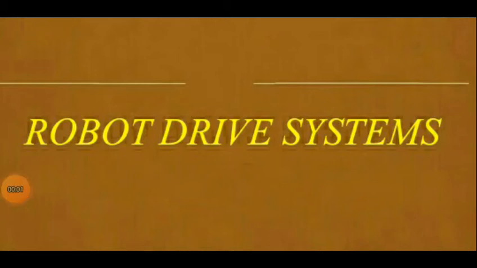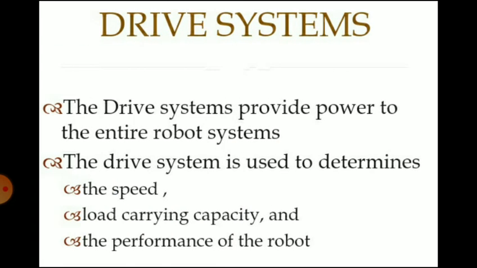Good morning. Today we will discuss robot drive systems. The drive systems provide power to the entire robot system. The robot's capacity to move its body, arm and wrist is provided by the drive system used to power the robot. The drive system determines the speed of the arm movements, the strength of the robot, and its dynamic performance.